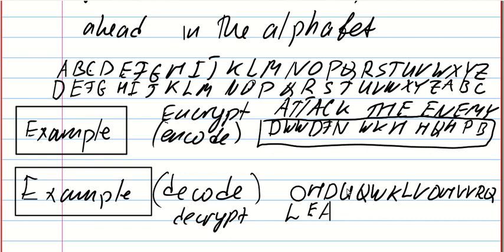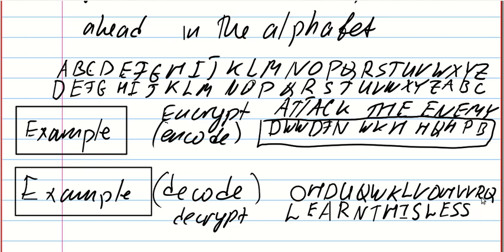Then letter U, you find U, you move up, so you get R. You find Q, you move up, you get N. You take W, you move up, you get T. You take K, you move up, you get H. You take L, you move up, you get I. Then for V, we go to S. O, we already know it's going to be L. H, we already know it's going to be E. V, we already know it's going to be S.